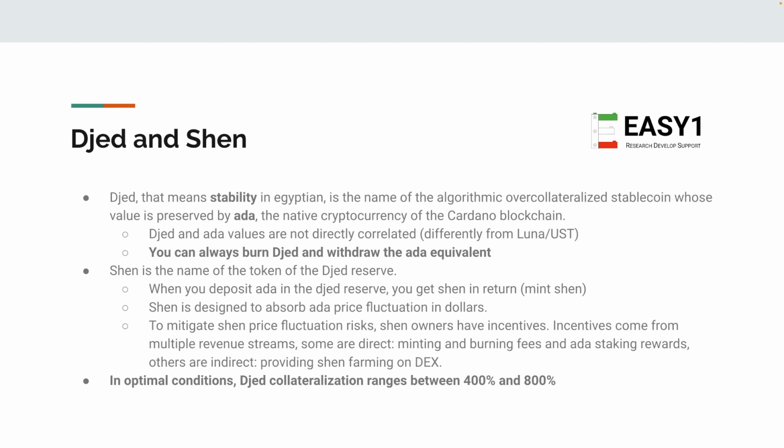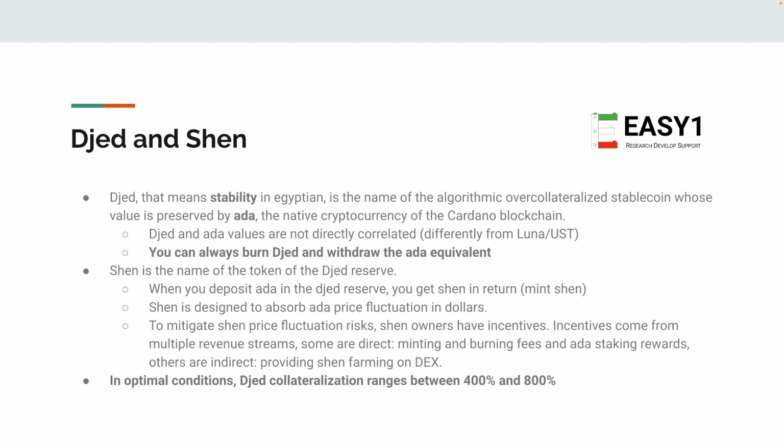In fact, the next point is exactly this one. To mitigate Shen price fluctuation risk, because obviously whoever buys Shen, so deposits into the smart contract as part of the collateral, is taking on risk, Shen owners also have incentives. Incentives come from multiple revenue streams. Some I call direct because they are generated within the smart contract. Minting and burning fees of both Djed and Shen go straight into the smart contract. The same happens for staking, because you deposit ADA into the smart contract, and those ADA will be delegated to stake pools, and those stake pools will generate about 3.7%.